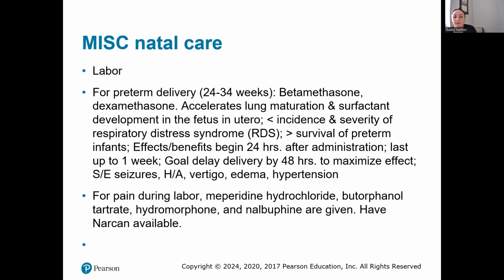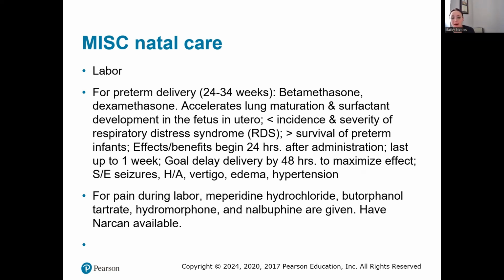So the effects and benefits usually begin within 24 hours. So if we can give them the tocolytics and the steroids and we wait 24 hours before they have the baby, we will have the best benefits. Okay. So it lasts up to 1 week. The goal is to delay delivery for 48 hours to maximize the effect. The side effects are seizures, headache, vertigo, edema, and hypertension.